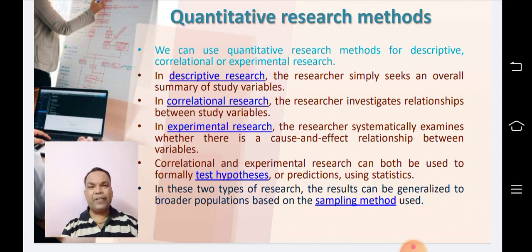So this is a special feature of quantitative research, that hypothesis is tested through it, or predictions are made using statistics or statistical tools. In these two types of research, the results can be generalized to the broader population based on the sampling method used.